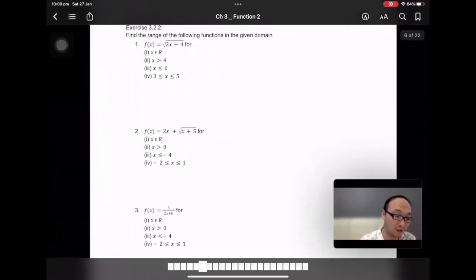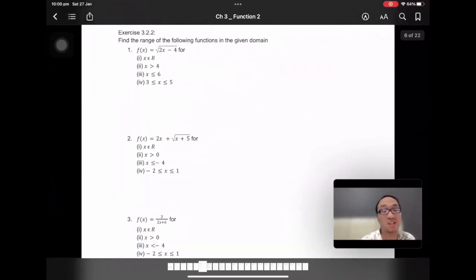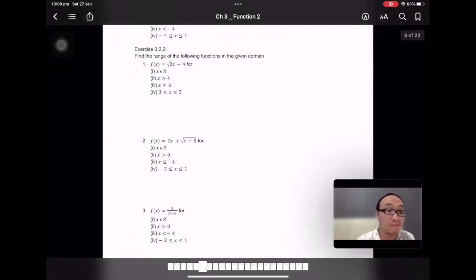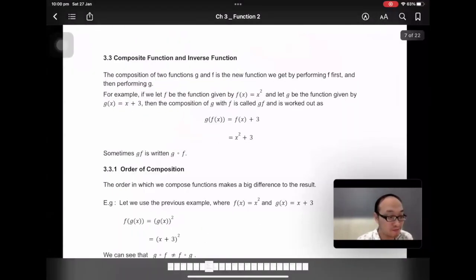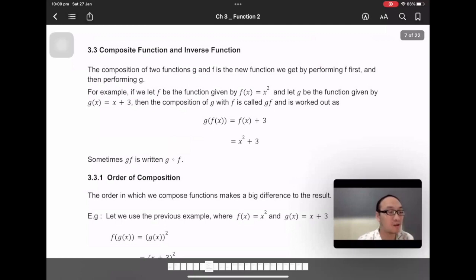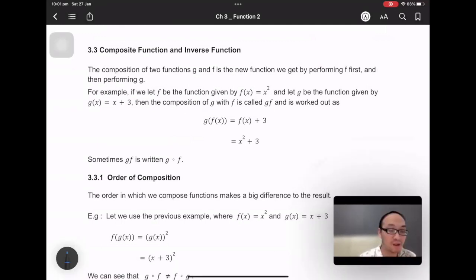And this is another exercise for you to practice. Now, it's about composite function and inverse function. Composite functions are two functions that are connected to each other. One function is following the other function.